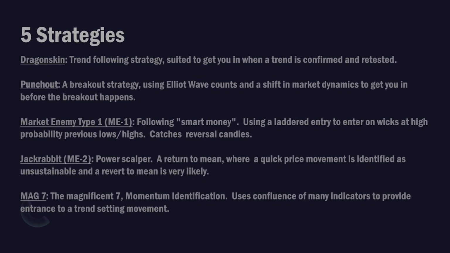Market Enemy type 1, ME1, following smart money, using a laddered entry to enter on wicks at high probability previous lows and highs. It catches reversal candles. It's taking advantage of extremely overbought, extremely oversold areas where price spends almost no time, because it is just exhausted. It's already moved so much, and you're taking advantage of all of these panic sellers and buyers who are getting in right at the bottom or top, and then they're getting out of their position because they knew it was stupid.